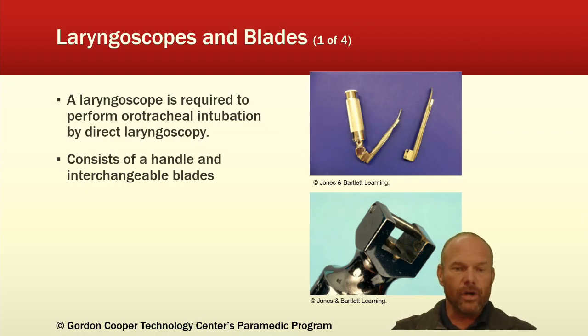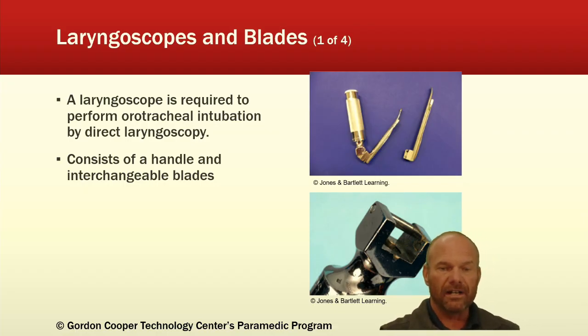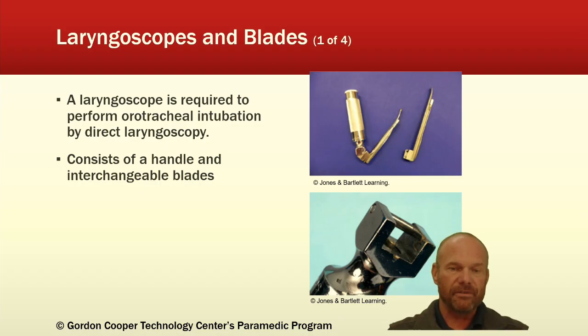So the blades, straight blade versus a curved blade. So we're talking about a Miller versus a Mac. Straight blade's a Miller, designed to lift the epiglottis directly, providing a clear view of the vocal cords. So it's often used in pediatric patients or those with an anterior airway. And then a curved blade fits actually into the vallecula. Remember, that's that space between the base of the tongue and the epiglottis, to indirectly lift the epiglottis. And that's commonly used in adult patients.